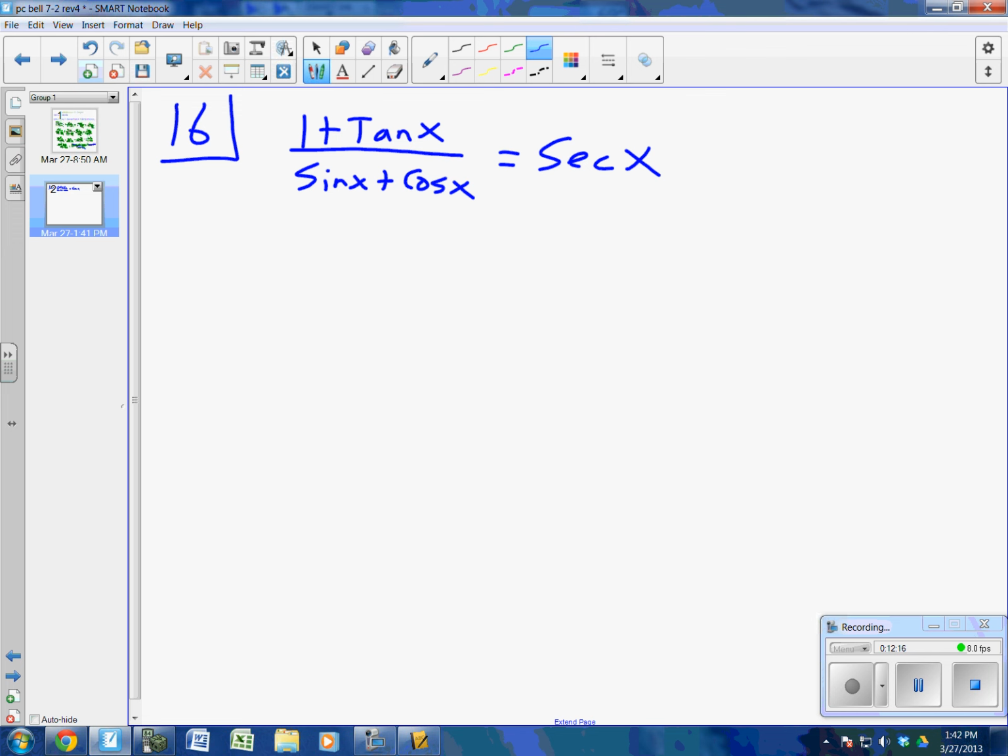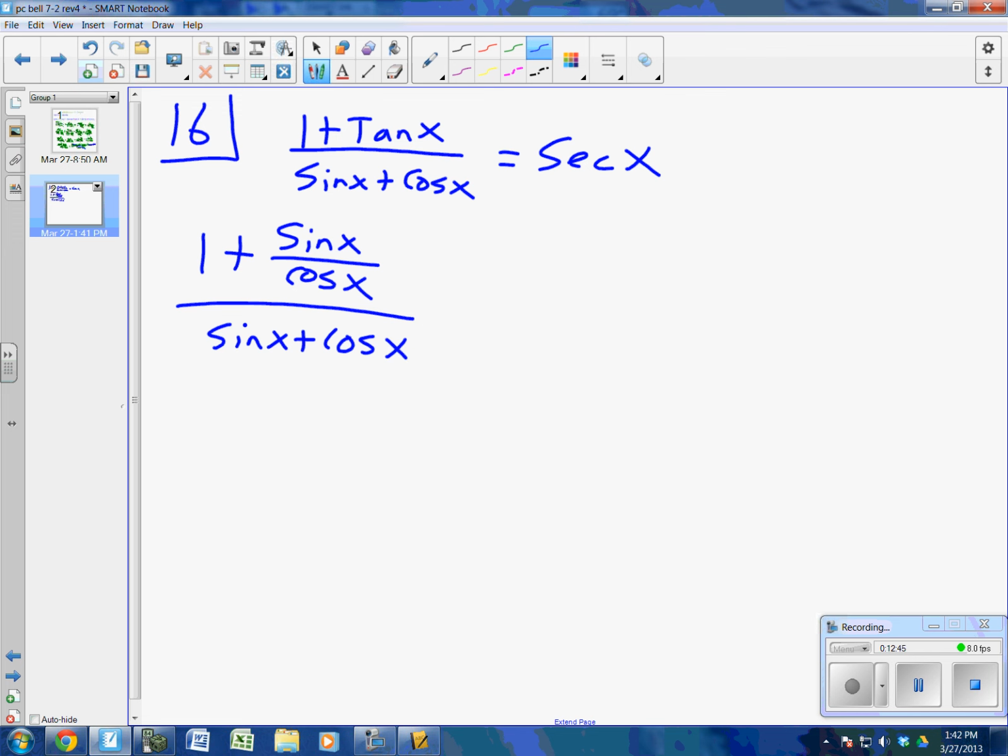Change the tangent to what? That's what we did last period, and it worked out. Should we do that? Okay, let's change the tangent to sine over cosine. Because if you don't know, just look for something. Look for a quotient identity you can use, a reciprocal identity. Just look for something you can use. So right here, we have 1 plus sine of x over cosine of x all over sine of x plus cosine of x.